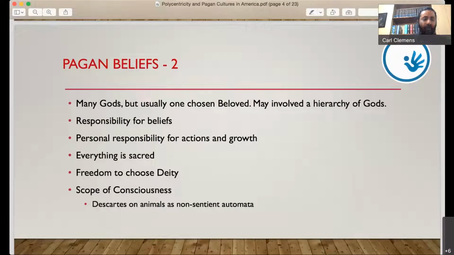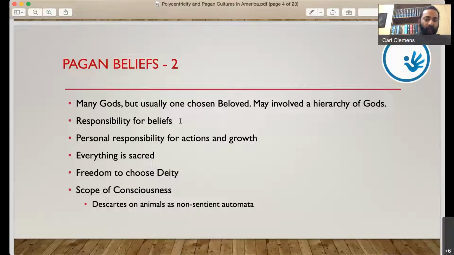Similarly, pagans will acknowledge the existence of many gods, but usually they have one chosen beloved, sort of Ishtadevata. They may involve a hierarchy of gods, like I just mentioned. Some of their basic principles involve a responsibility for beliefs. That is, you are responsible to find what beliefs really click with you.